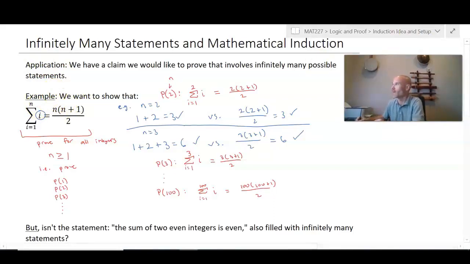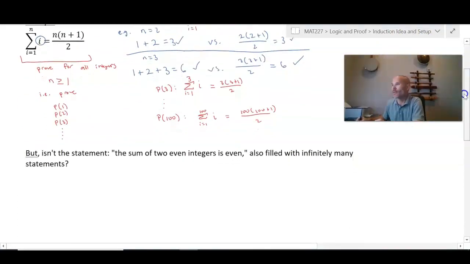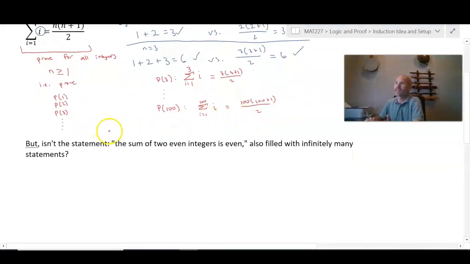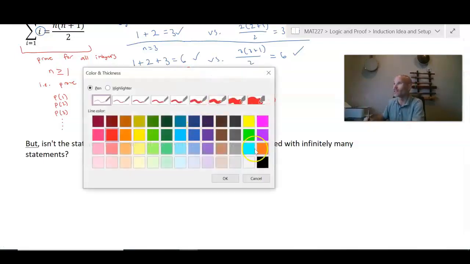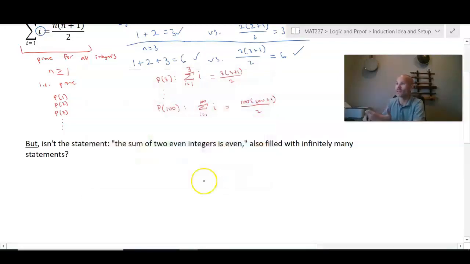Now we'll come back to this, but first of all, you might be thinking, well, what about statements like the sum of any two even integers is even? Isn't that also filled with infinitely many statements? And the answer is yes and no. It is infinitely many statements in the sense that there are infinitely many even integers that can be chosen. However, the structure of an even integer is always the same, regardless of which even integer we're talking about. So there is consistency across all even integers.